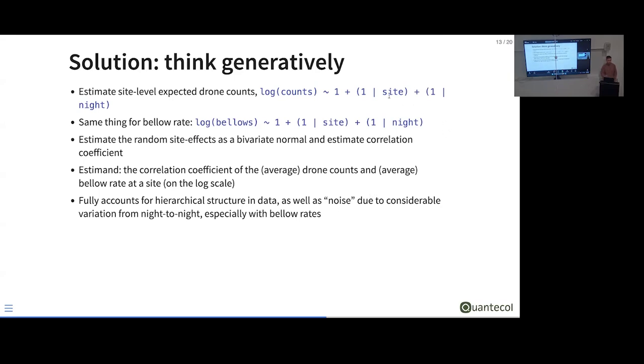What this will yield is an average expected drone count for a site, and you do the same thing for the bellows, an average expected vocalization rate for the site. And if you model those random site effects as a correlated bivariate random effect, you actually get a correlation coefficient, which tells you on average, what is the correlation between drone counts at a site and bellow rates at a site. This is nice because it captures the structure that's in the data, the fact that we have repeat measures at the level of sites and at the level of nights. And as you'll see, it cuts through some of the noise that's in the data.